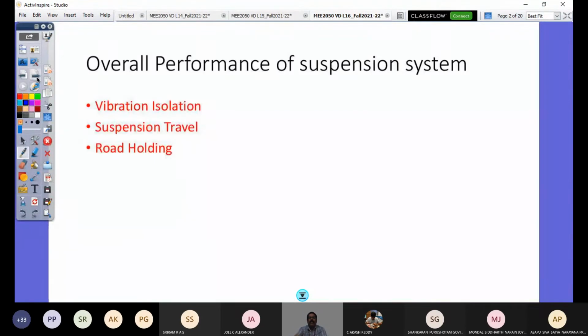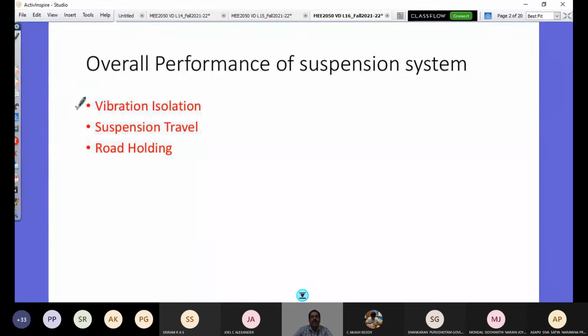So when we say suspension system, its overall performance is basically quantified by three aspects. One is the vibration isolation that it can provide. Another one is suspension travel. A third one is road holding. When I say vibration isolation, it is very much relevant to what we are discussing now, called ride quality, ride dynamics aspects. So it has to isolate the energy that enters the vehicle from road surface irregularities. That is what is achieved by vibration isolation.